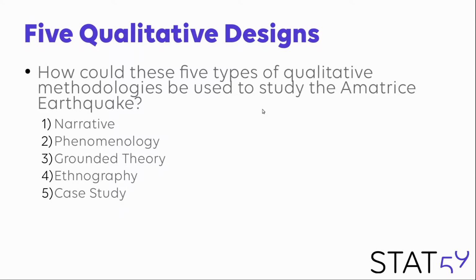So how could each of these 5 types of qualitative methodologies be used? In this presentation, we're going to go through the narrative, phenomenology, grounded theory, ethnography, and case study, and show how they might be used to study the Amatrice earthquake.